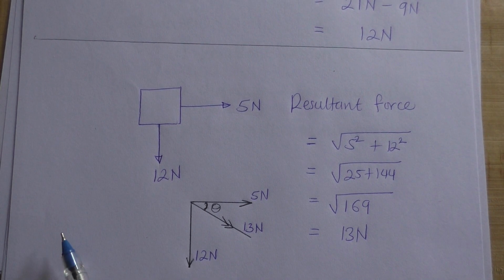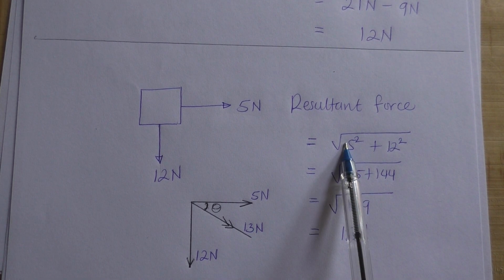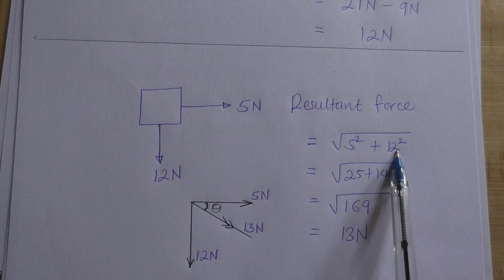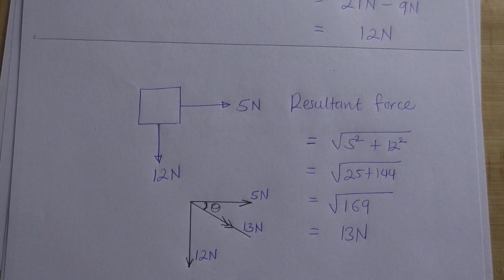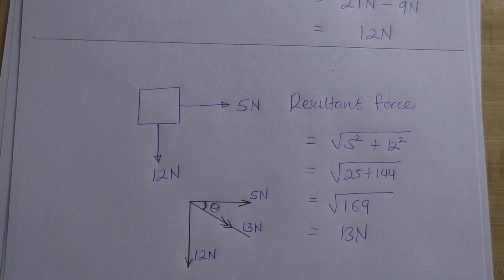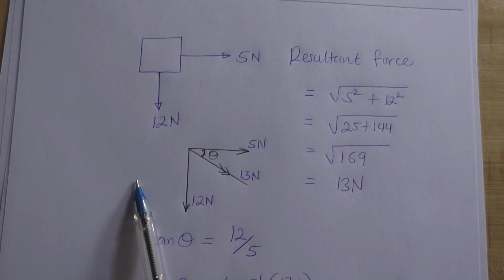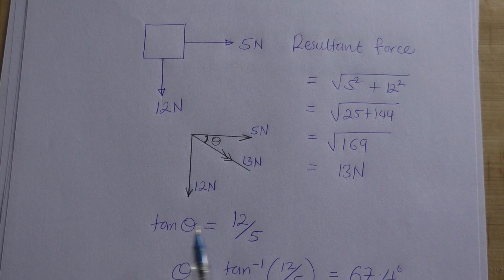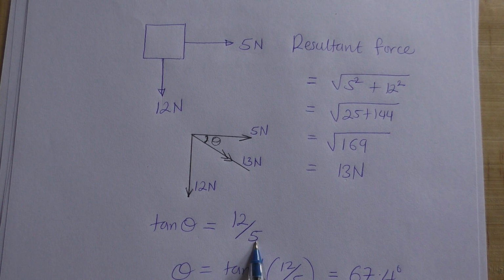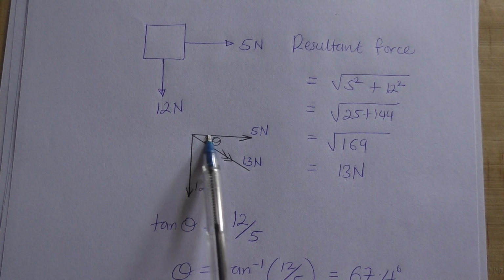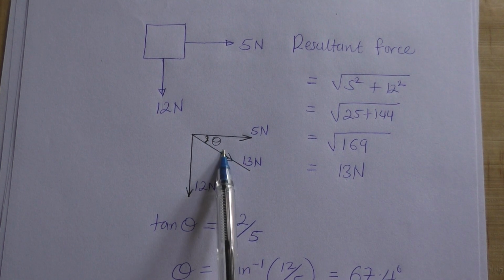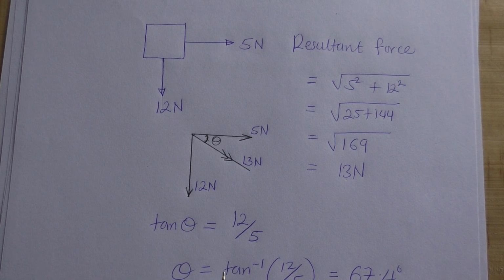So, we use the Pythagoras Theorem to find the resultant force. That is the square root of 5 squared plus 12 squared, hence giving us 13 Newton as the resultant force. Then its direction will be given by tan theta of the vertical component over the horizontal component. However, theta will be acting below the horizontal or below the 5 Newton force.